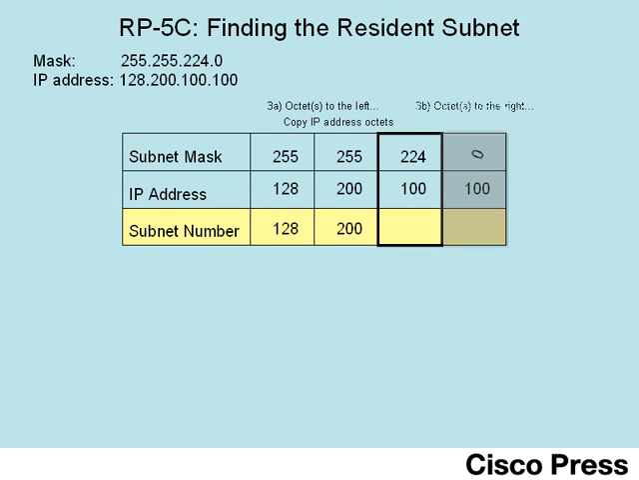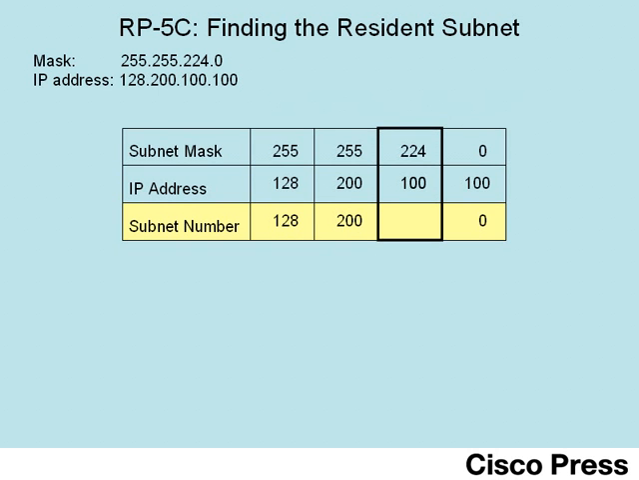Then for any octets to the right of the rectangle, we'll simply write down a 0. So now we've got 128.200.something.0, and the fourth step will then fill in the something in the third octet. Now at first glance the process may seem a bit odd, but it always does give the correct answer, and it doesn't require any binary math.